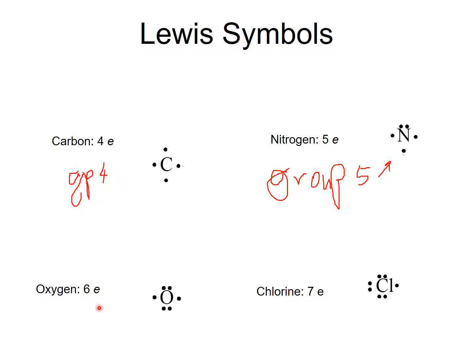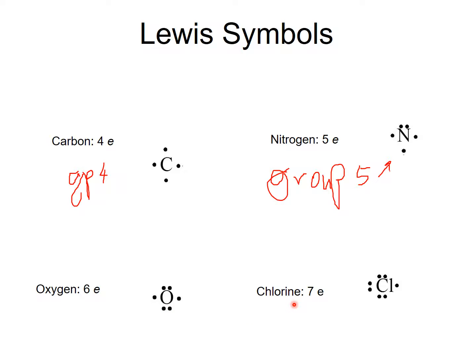Oxygen is in group 6, so it has 6 valence electrons. So we're going to draw the 6 electrons on the 4 walls. We put in our first electron here, second electron here, third electron here, 4th electron here. Our 5th electron goes here. And I could have put the 6th electron here, or I could put it here as I have shown.